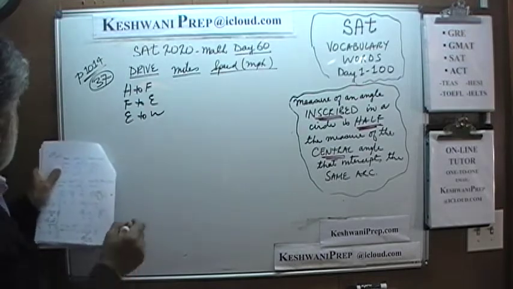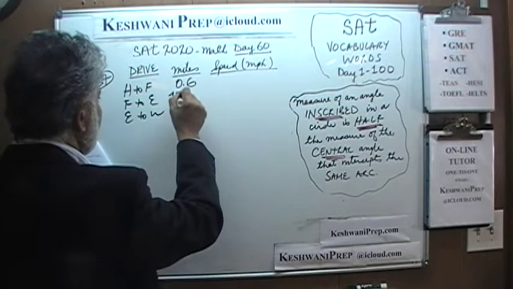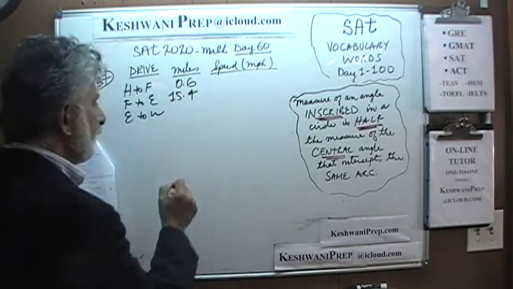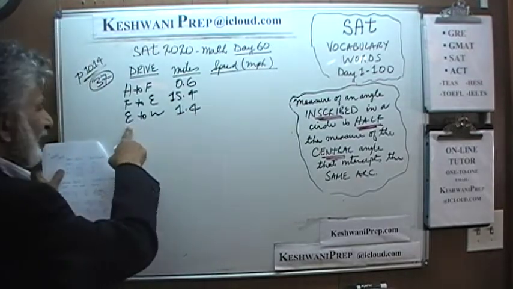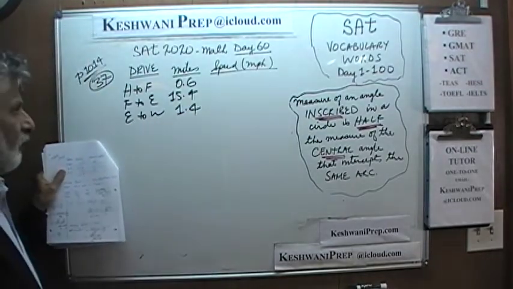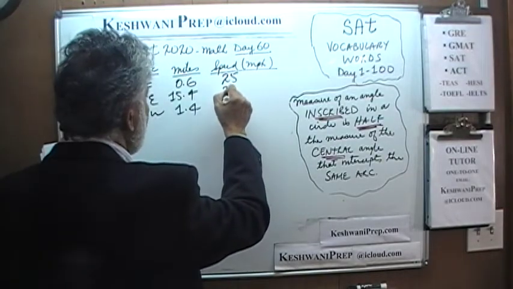Okay? The first segment of the journey is 0.6 miles. The second segment, once I get on the freeway, I stay on the freeway for 14.4 miles. And once I take the exit, from exit to my work, it's 1.4 miles. And these are the speeds. The first segment I'm going at 25 miles an hour.